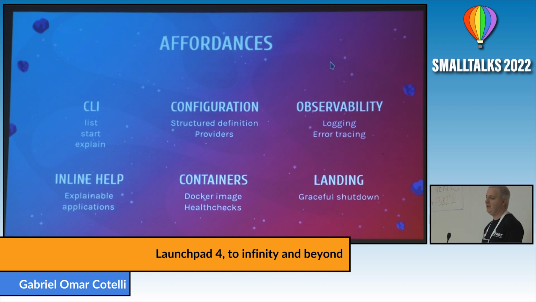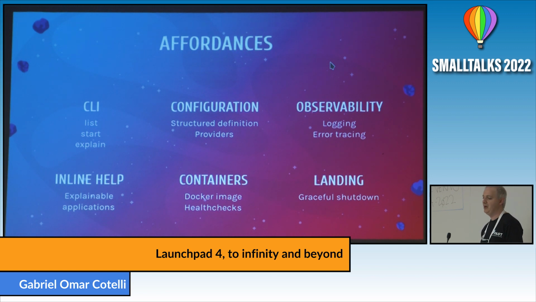It provides a command line interface that allows us to list, start, and explain what applications I have in an image, because sometimes it's pragmatic to have more than one application in the same package image. In an ideal world, you would think that I would only have one application per image, but sometimes we need to be pragmatic. So we have the option to have more than one application, and we need to start one or another.